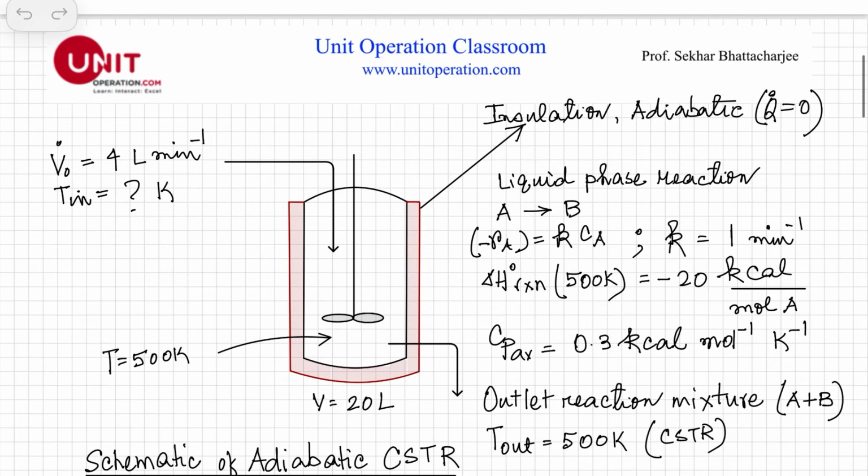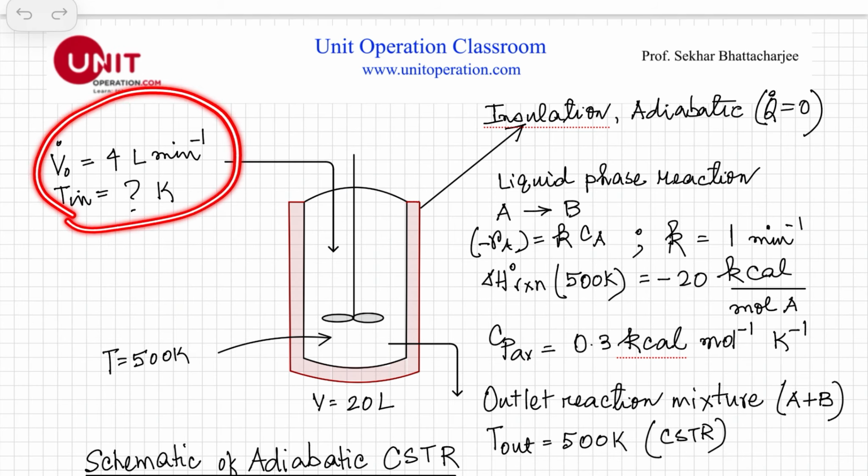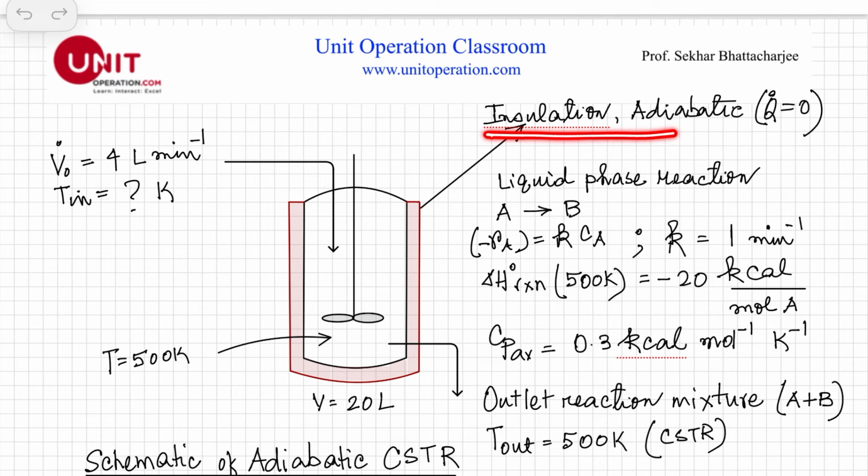So basically, if you look at it schematically, let's say this is my mixed flow reactor here. This volumetric flow rate is given. We do not know what the inlet temperature of the feed is. There's insulation around it, so there is no heat loss from this reactor. This is a liquid phase reactor.